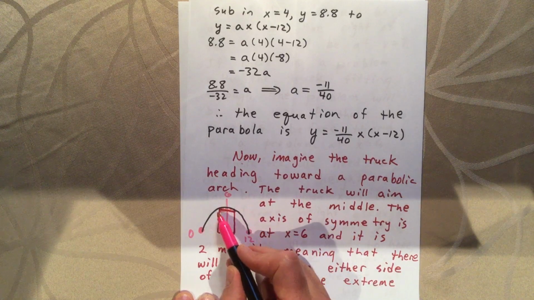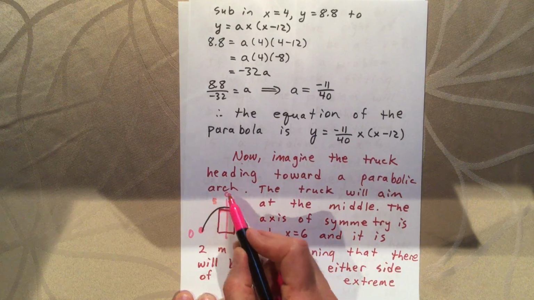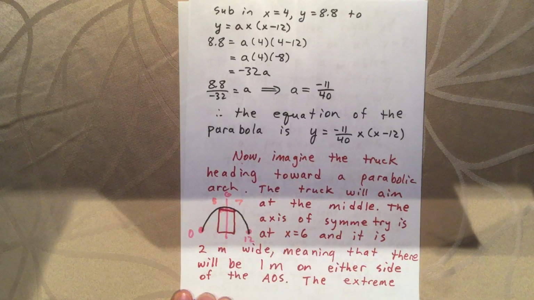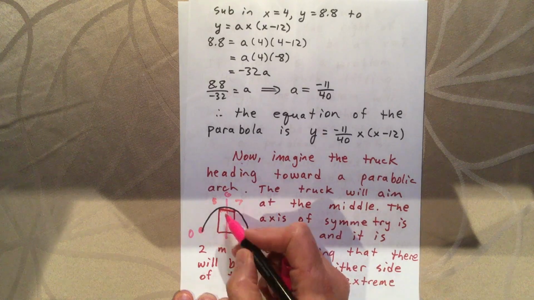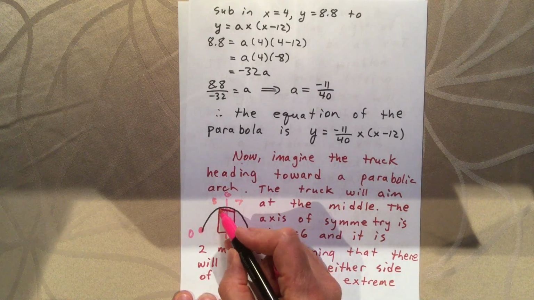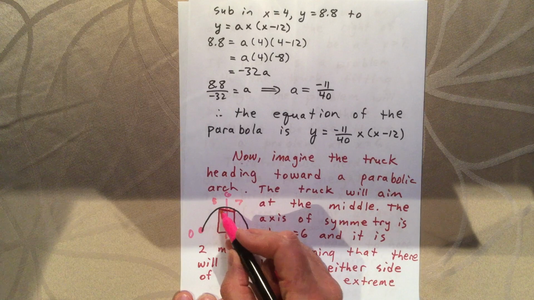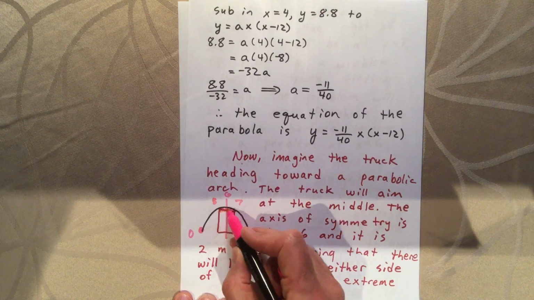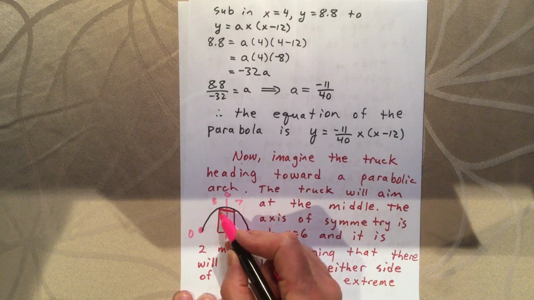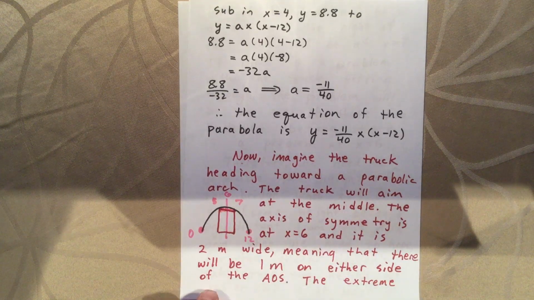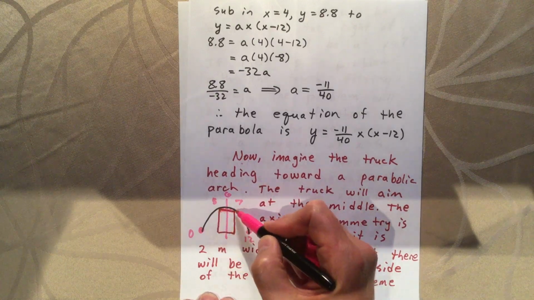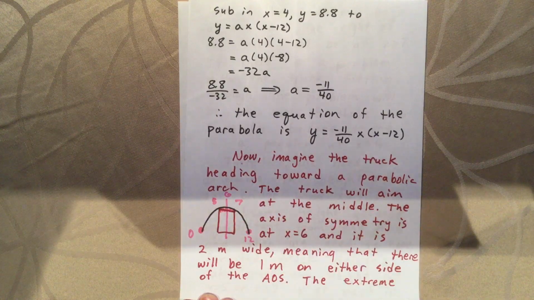1 meter to the left of 6 is 5. 1 meter to the right of 6 is 7. So these are x values. Now think about it. If you're a truck going through, the first place where you might have a problem would be at one of these corners. This is where you're really interested. If the corners fit through, then the middle of the truck will definitely fit through. But the first place where you could have a problem and not being able to fit through would be at those corners. So you're hoping that at x equals 5 or x equals 7, the bridge will be high enough to accommodate the truck.